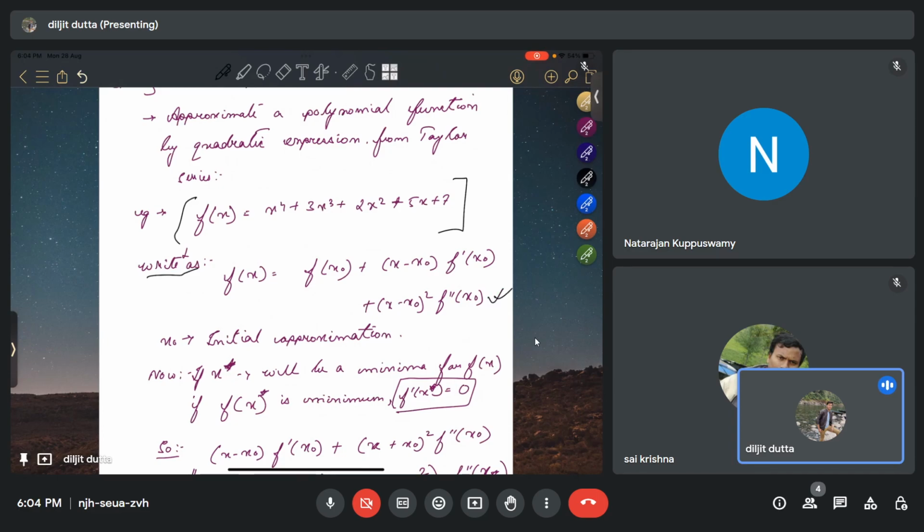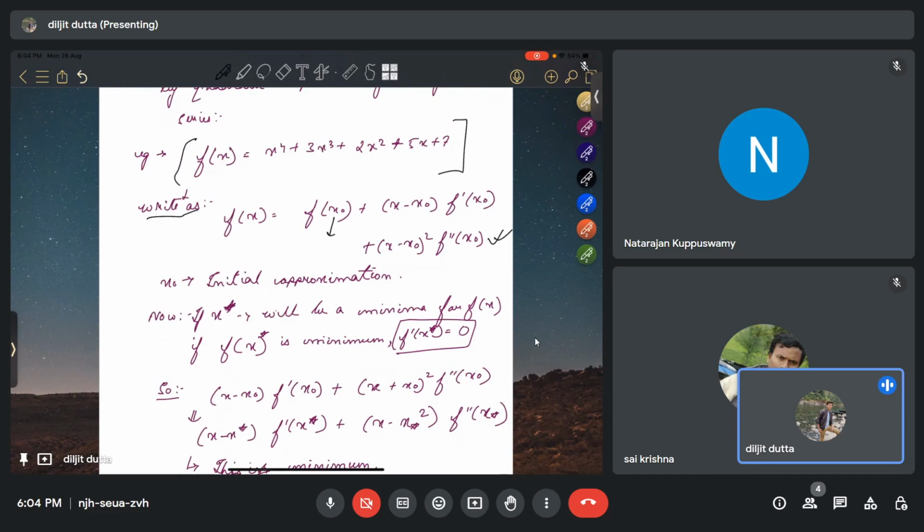So it will be f of x naught. We will assume the initial solution, the initial minima or optima of this function, as x naught, and we will expand the function about x naught. So it will be f(x naught) plus (x minus x naught) into f dash x naught plus (x minus x naught) whole square into f double dash of x naught. We'll proceed only till two terms, that is till the second order derivative term. So x naught is the initial approximation of the solution, the initial minima we are assuming.